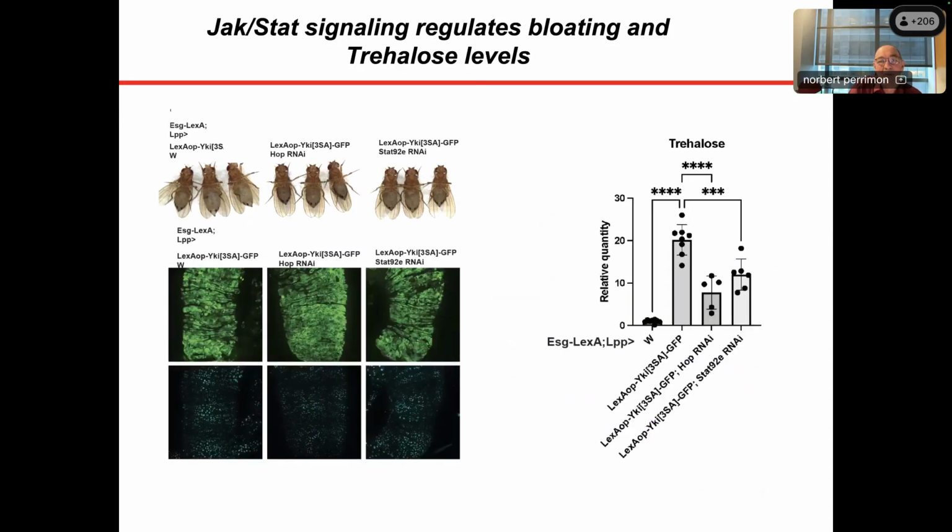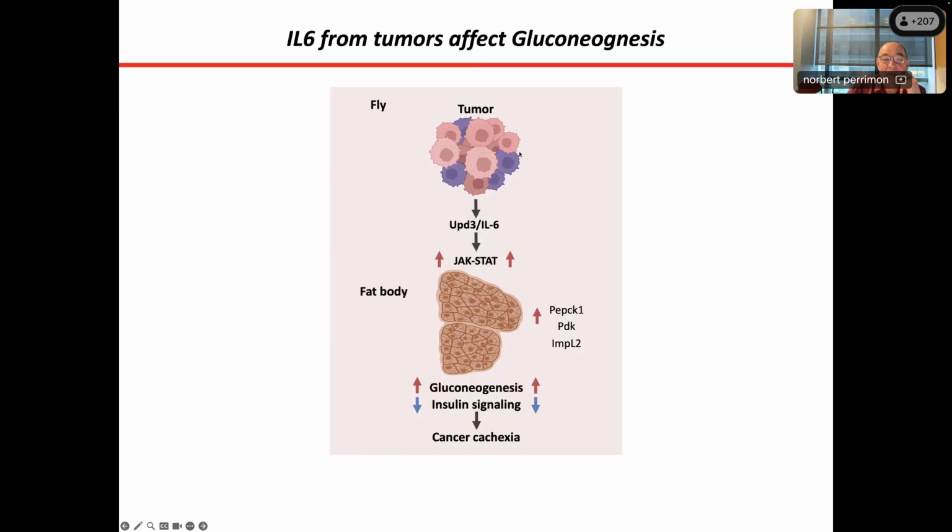One of the candidate pathways was the JAK-STAT pathway. One of the predictions is that one of the ligands, Upd3 from the gut, would regulate JAK-STAT signaling and affect gluconeogenesis in the fat tissues. We were able to test this experimentally by generating animals which have gut tumors, where we remove JAK-STAT signaling by RNAi in the fat tissues. We demonstrated that the level of trehalose and the gluconeogenesis pathway were downregulated when we remove JAK-STAT signaling from the flies with gut tumors. So this is the model we developed: the fly tumors produce this IL-6-like Upd3, which activates JAK-STAT signaling, leading to an increase in PepsiK and PDK, and that leads to an increase in gluconeogenesis.